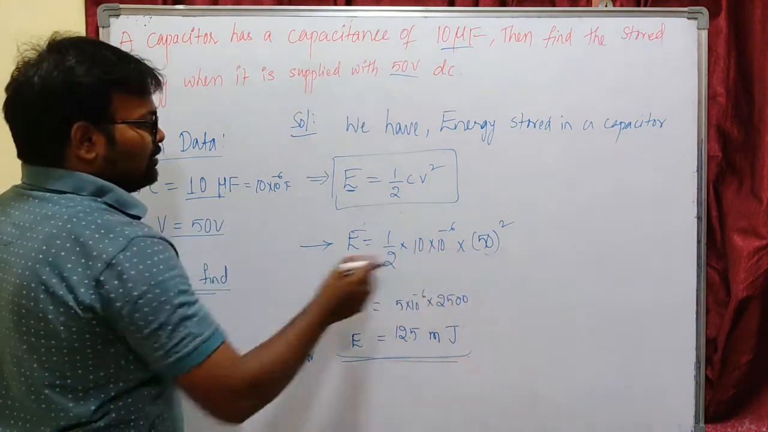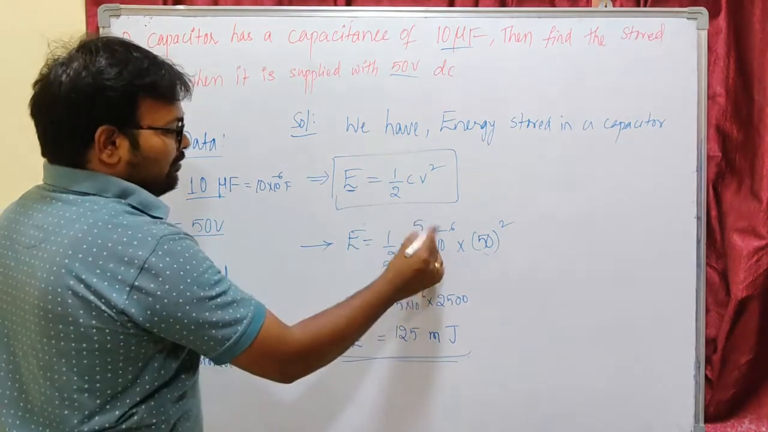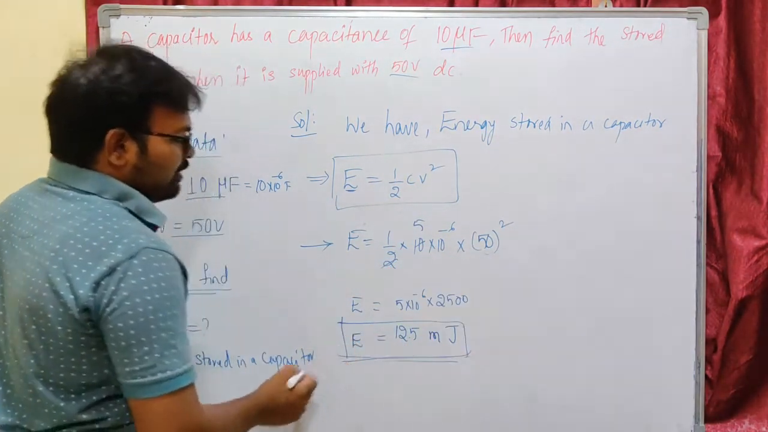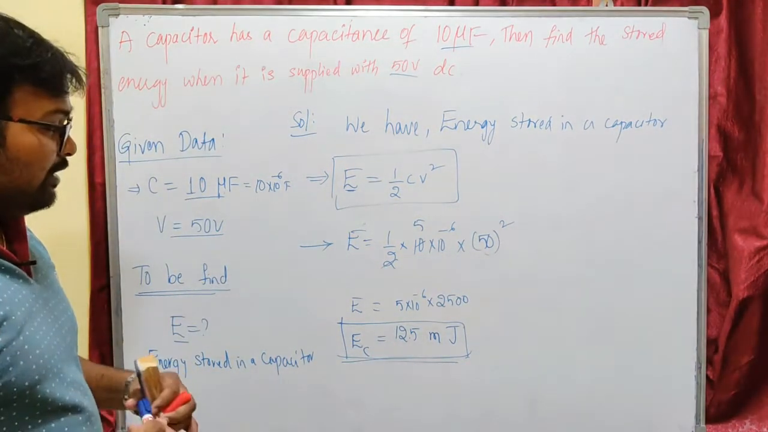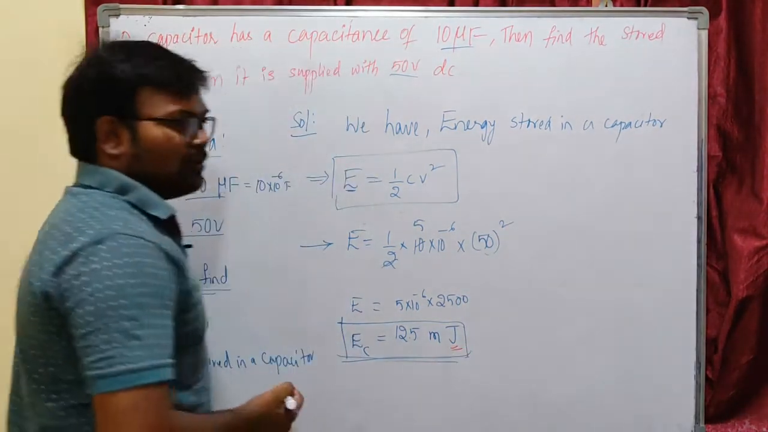You can substitute the values here. In place of V, replace it with 50. So that will become half into 10 into 10 power minus 6 into 2500. If you rearrange it, you get the energy stored in a capacitor E_C equal to 12.5 millijoules. The energy is given in the units of joules here. So this is about capacitance.